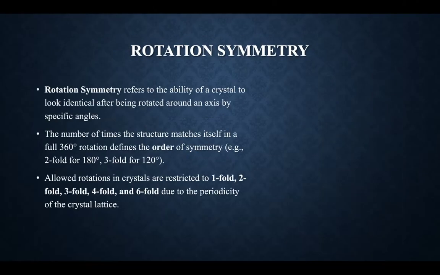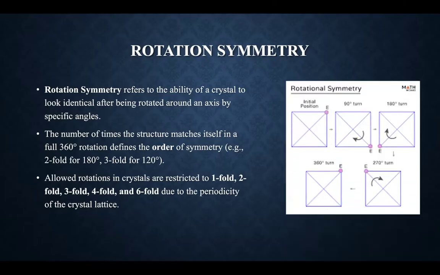Now we'll move on to rotational symmetry. This refers to the ability of a crystal to look identical after being rotated around an axis by specific angles. The number of times the structure matches itself in a full 360 degree rotation defines the order of symmetry. For example, we call it twofold if it moves 180 degrees, or threefold if we rotate 120 degrees. Allowed rotations in crystals are restricted to onefold, twofold, threefold, fourfold, and sixfold due to the periodicity of the crystal lattice.